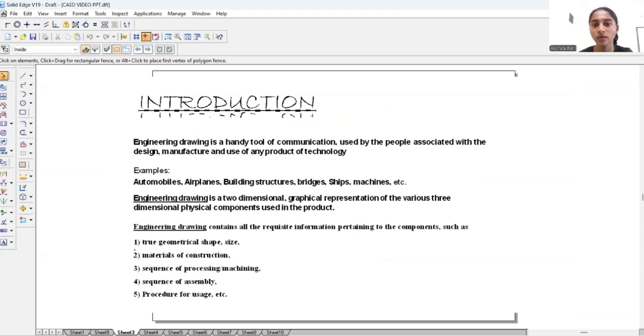Engineering drawing is a handy tool of communication used by the people associated with the design, manufacture and use of any product of a technology. Examples are automobiles, airplanes, buildings, structures, bridges, ships and machines. Engineering drawing is a two-dimensional graphical representation of the various three-dimensional physical components used in the product. Engineering drawing contains all the requisite information pertaining to the components, such as true geometrical shape, size, materials of construction, sequence of processing or machining, sequence of assembly, and procedure for use.